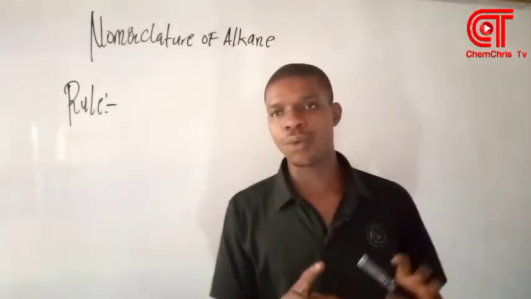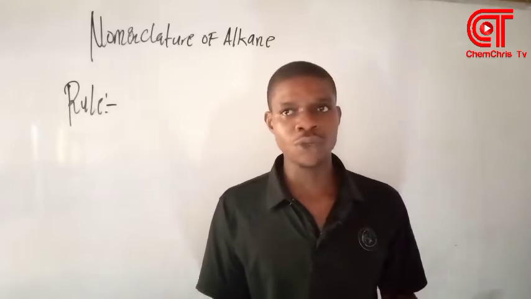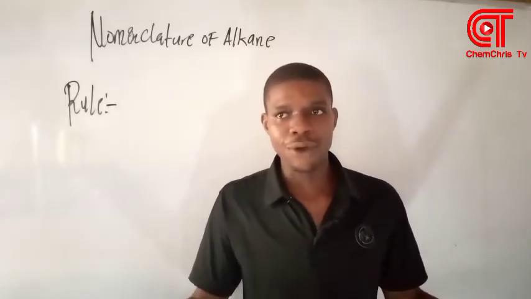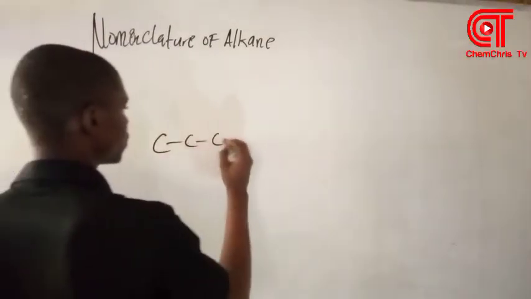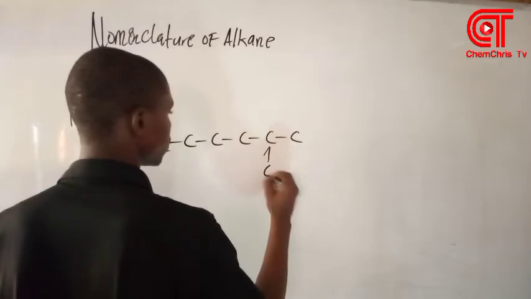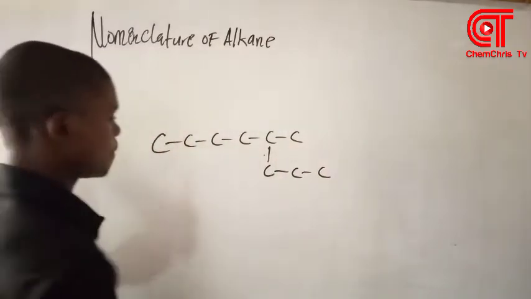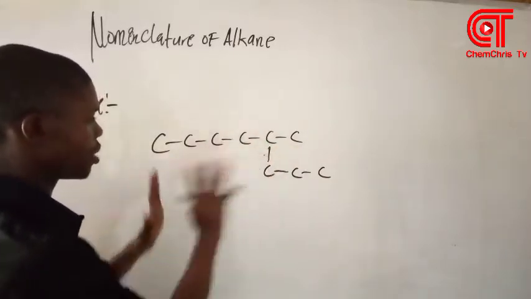Now, when a question gives you something to name, the first thing you want to do is select the chain that has the highest number of carbon atoms. What do I mean? If, for example, here we have this one here. Now, if for example we have this one here, maybe you are given something like this. I'm looking at the hydrogen first. Now, let us focus on the carbon.